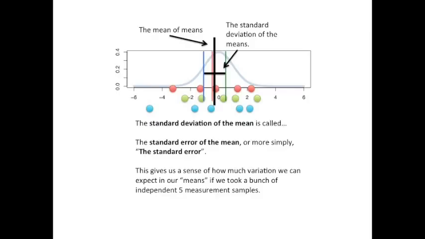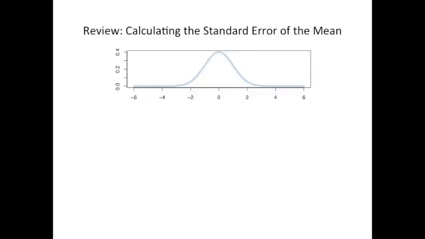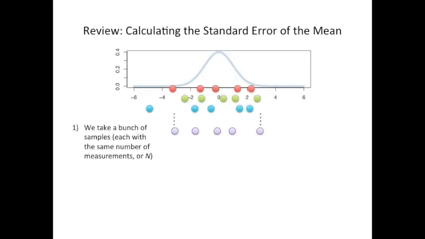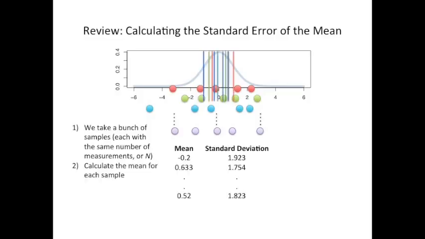The standard error gives us a sense of how much variation we can expect in our means if we took a bunch of independent 5-measurement samples. So to review, this is how we calculate the standard error of the mean. First, you take a bunch of samples, each with the same number of measurements, or n. In this case, n equals 5. The second step is to calculate the mean for each sample. Here we've calculated the mean and standard deviation for each sample, but for the standard error, all we need to do is calculate the mean.